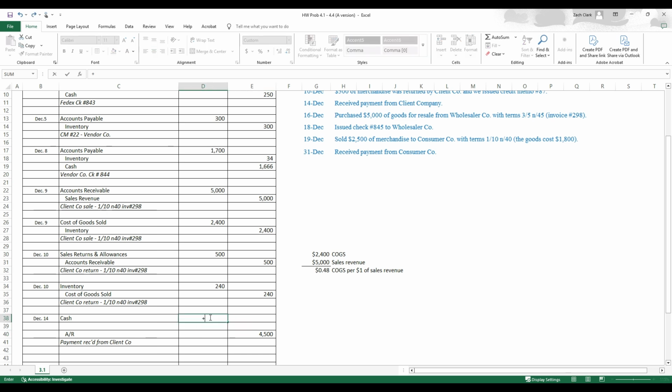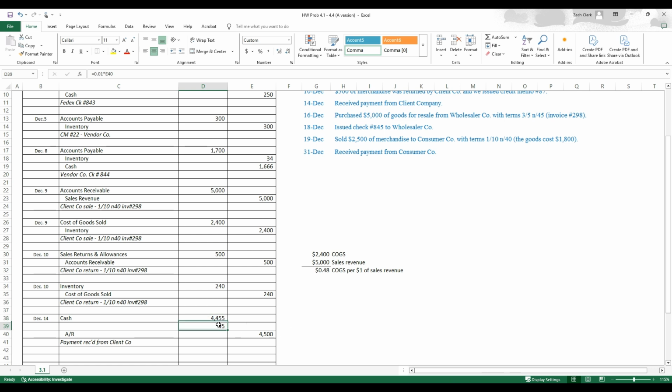Now, the amount of cash that we're going to receive, they did pay us within 10 days. They get a 1% discount because they did that. So they owed us $4,500, but they're going to pay us only 99% of that because they're taking the 1% discount. So they're going to pay us $4,455 of cash.